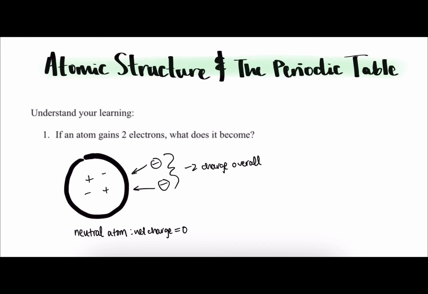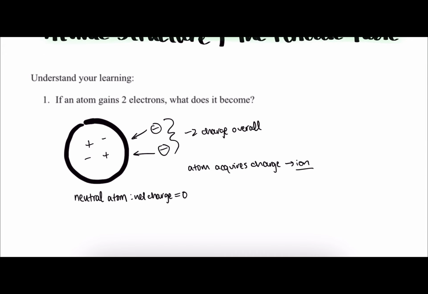And when an atom acquires a charge, its name changes to an ion. And there are 2 kinds of ions. One is when you have a negatively charged ion, which is called an anion. And one is when you have a positively charged ion, and that is called a cation.